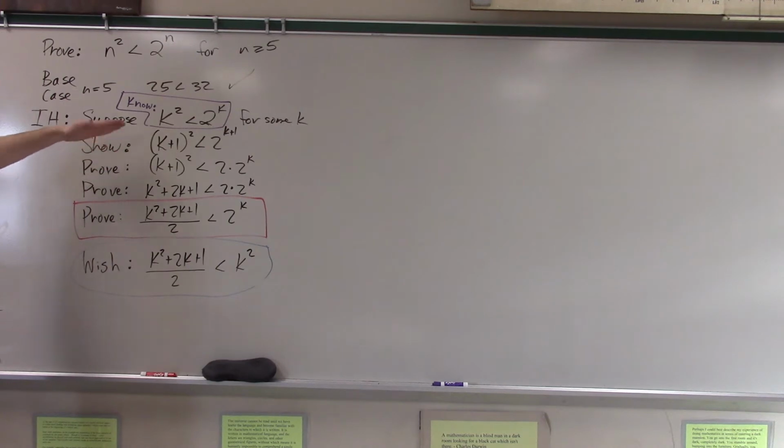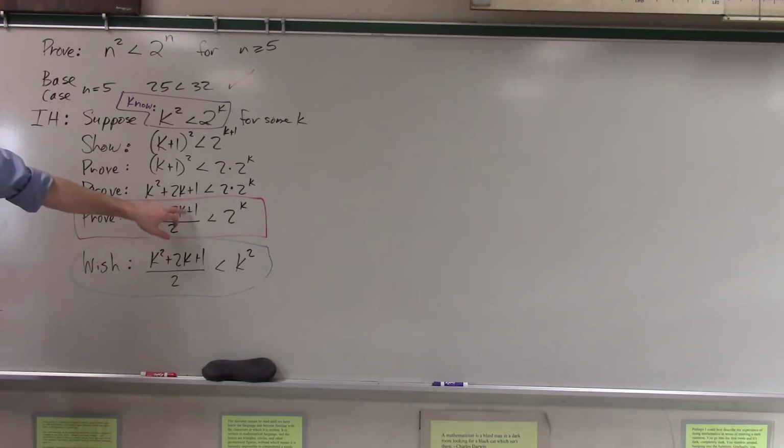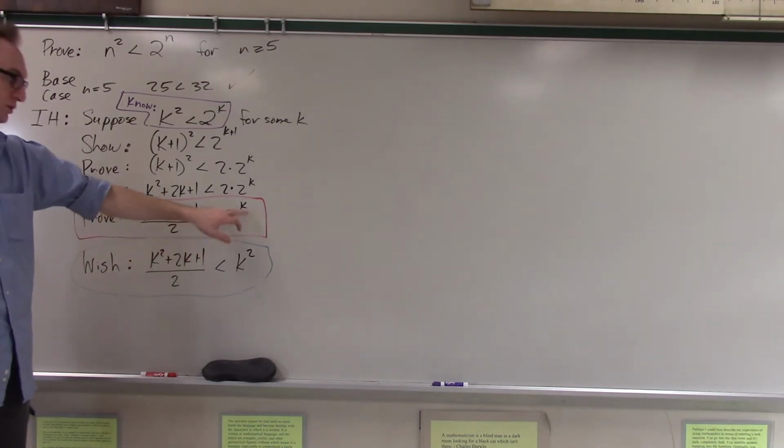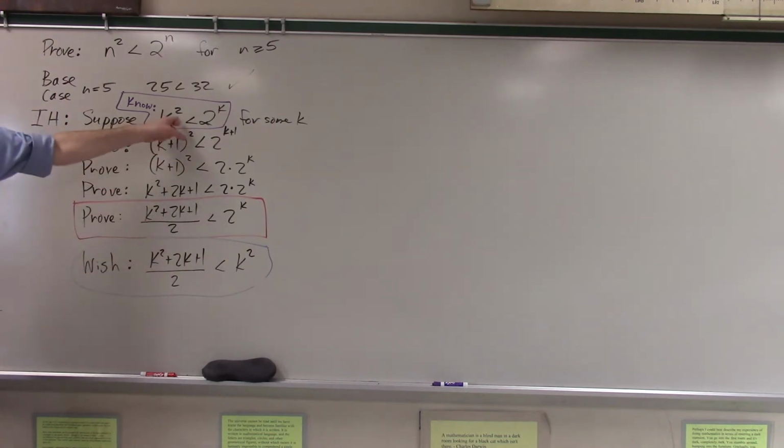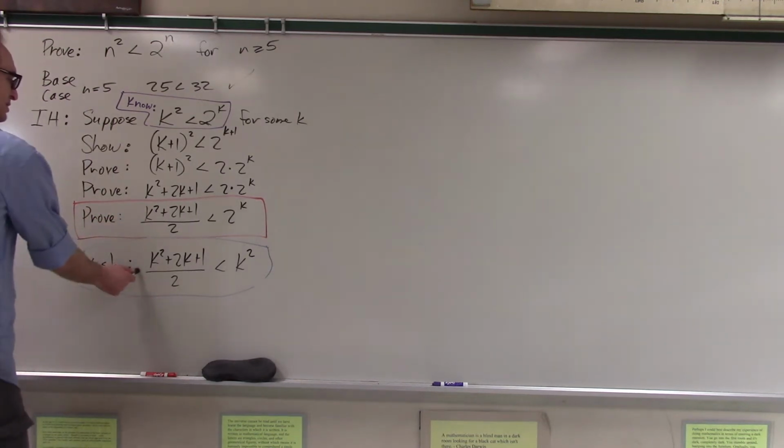We rewrote this proof statement in several equivalent forms until I got it down to the thing in the red box. That is what I wanted to prove, and the brilliant observation we had just as the bell was ringing was this: if I know that k squared is less than 2 to the k, and I want to prove that (k squared plus 2k plus 1) over 2 is less than 2 to the k, then what I wish were true is that (k squared plus 2k plus 1) over 2 was less than k squared. I wish this were true because I can take it together with this statement and it'll make this statement. So now I can just focus my attention on proving this.